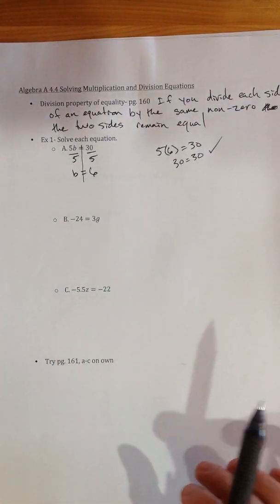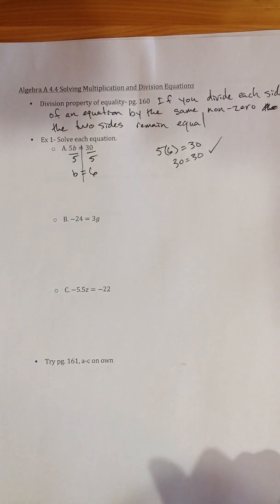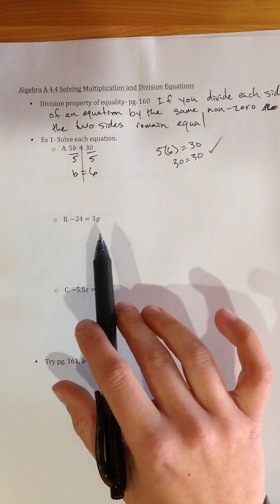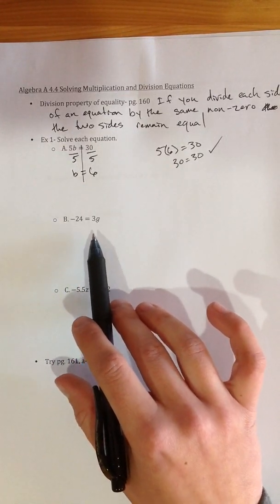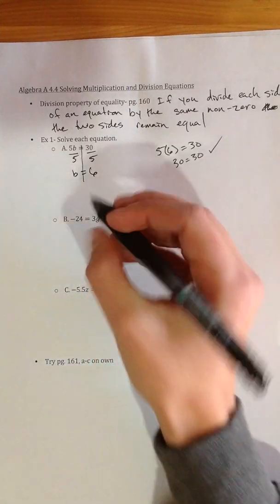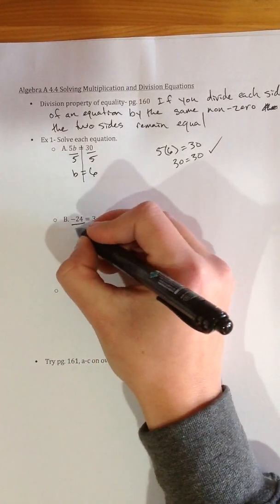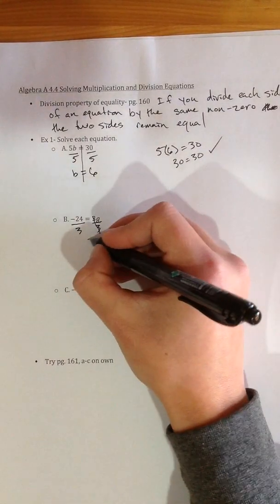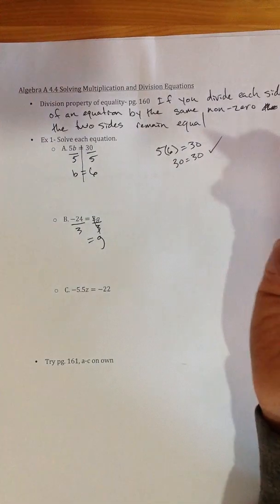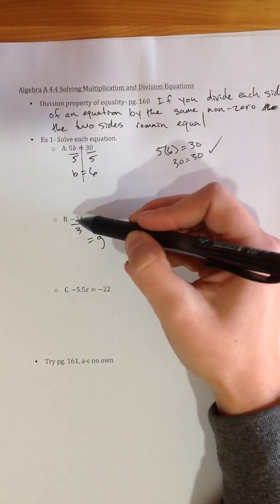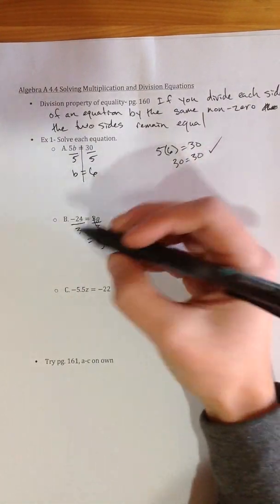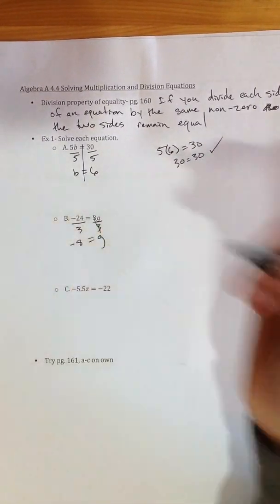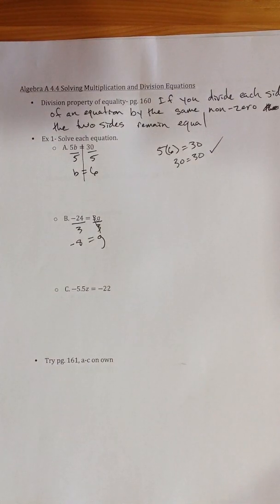Alright, next one here, we've got negative 24 is equal to 3g. Here, they flipped it where the variable's on the other side, but that doesn't really matter. We're still going to do the same thing. To get rid of multiplying by 3, we're going to divide by 3 on each side. The 3's will go away there because 3 divided by 3 is 1, or 1g. And then we do 24 divided by 3, which would be 8, and a negative divided by a positive is a negative, so negative 8 is what g is equal to.